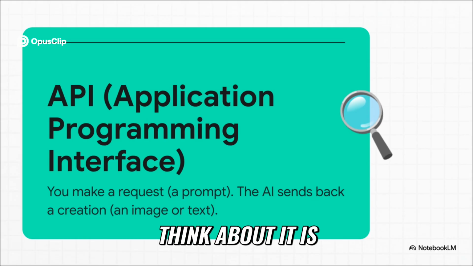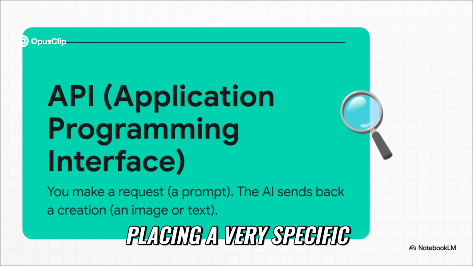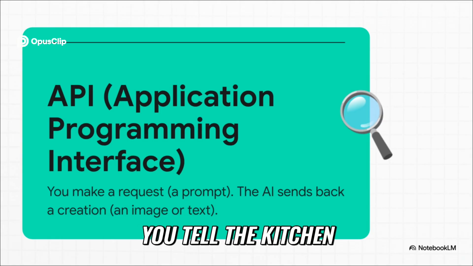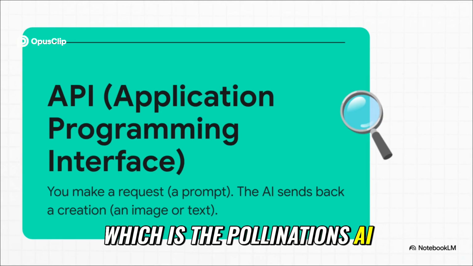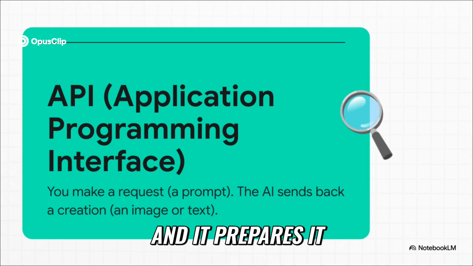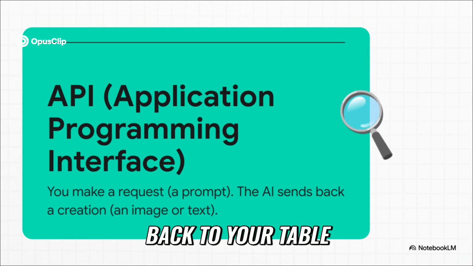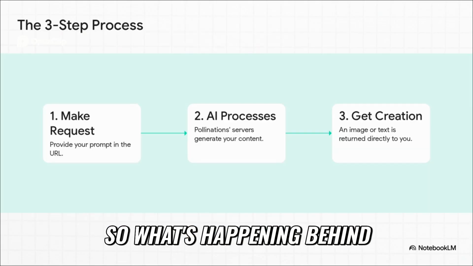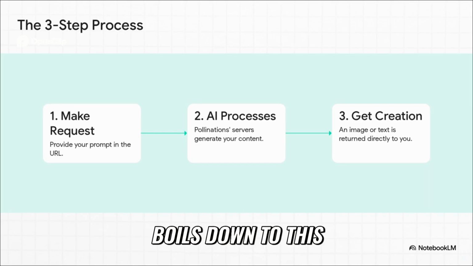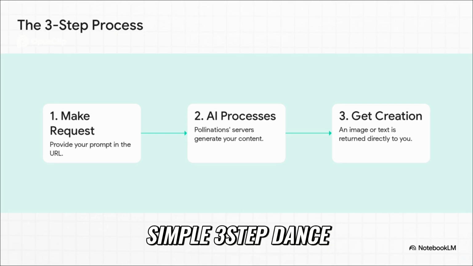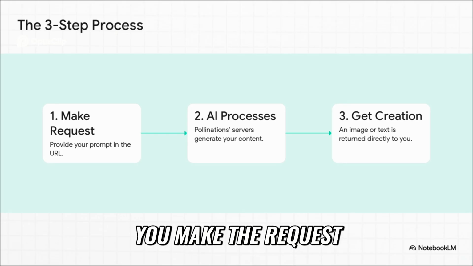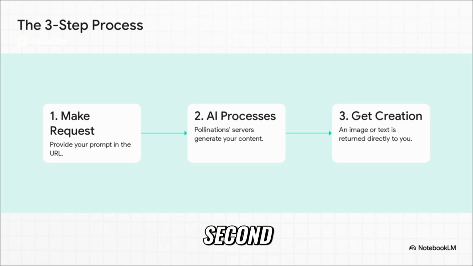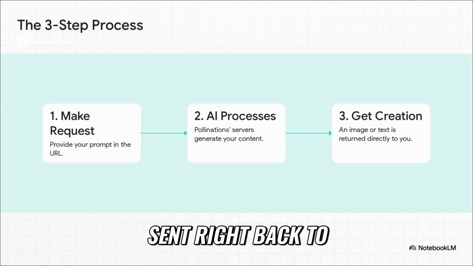The best way to think about it is like a restaurant. The URL is you, placing a very specific order from a menu. You tell the kitchen, which is the Pollinations AI, exactly what you want, and it prepares it and sends it right back to your table. Simple as that. So what's happening behind the scenes really just boils down to this simple three-step dance. First, you make the request by putting together that URL. Second, the Pollinations servers get that order, and their AI models get to work. And third, you get your creation sent right back to your browser.